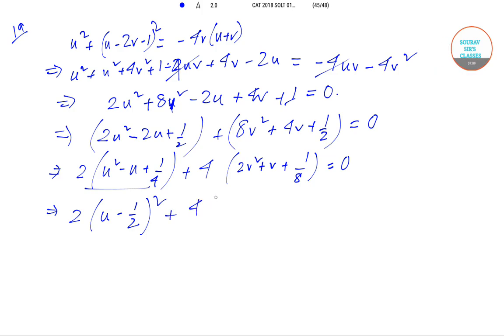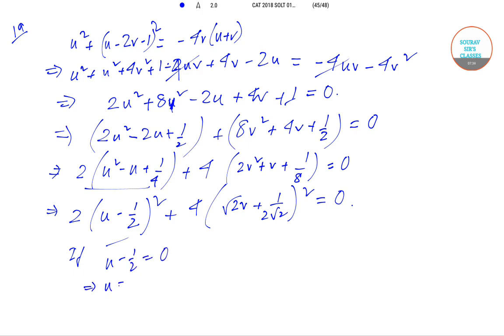Plus 4 into root over 2v plus 1 by 2 root 2, whole square is equal to 0. So we can write it down as twice of u minus 1 by 2 whole square plus 4 of (root over 2v plus 1 by 2 root 2) whole square is equal to 0, and that can be only possible if u minus 1 by 2 is equal to 0. That means that u is equal to 1 by 2, and root over 2v plus 1 by 2 root 2 is equal to 0.